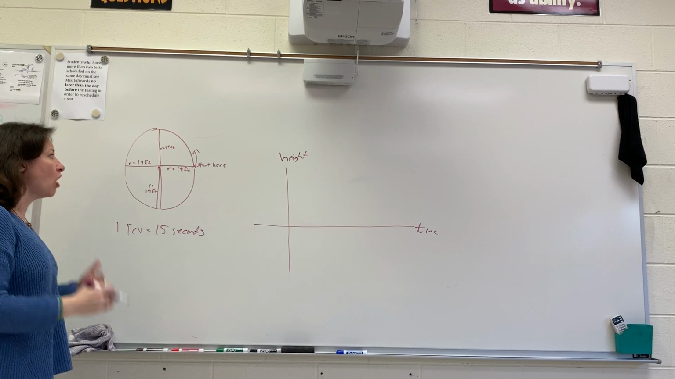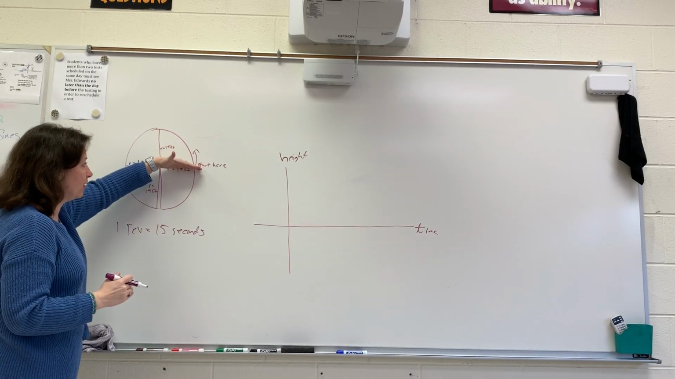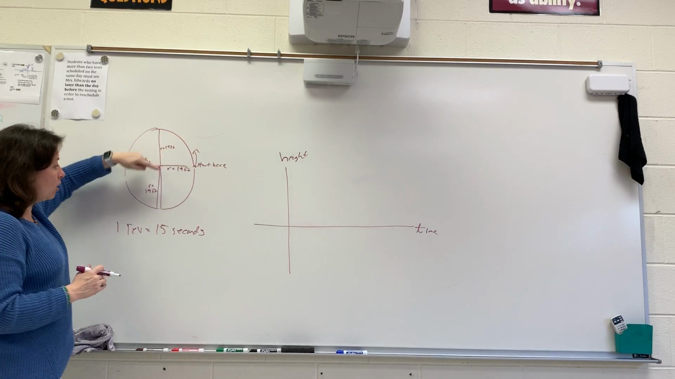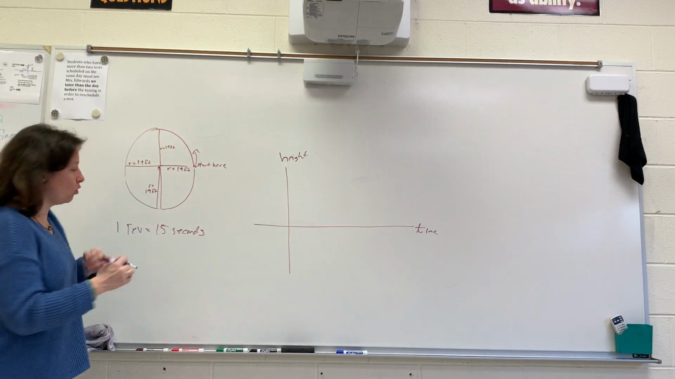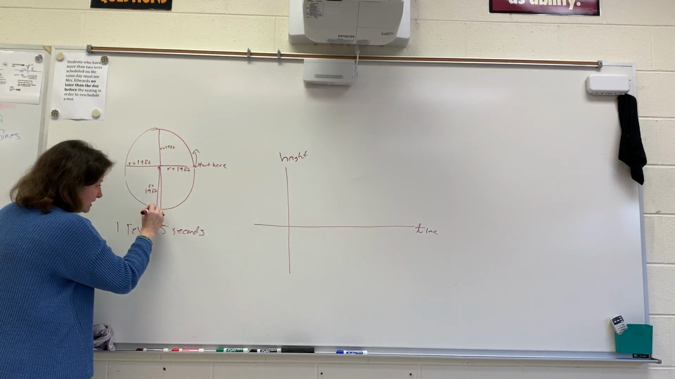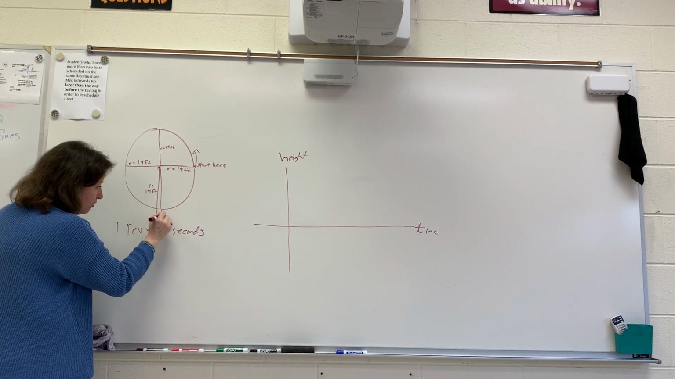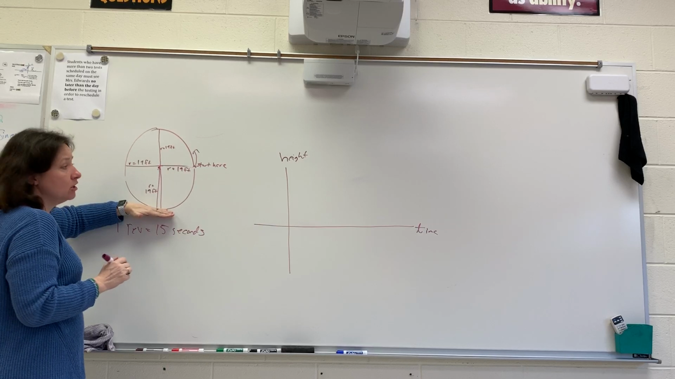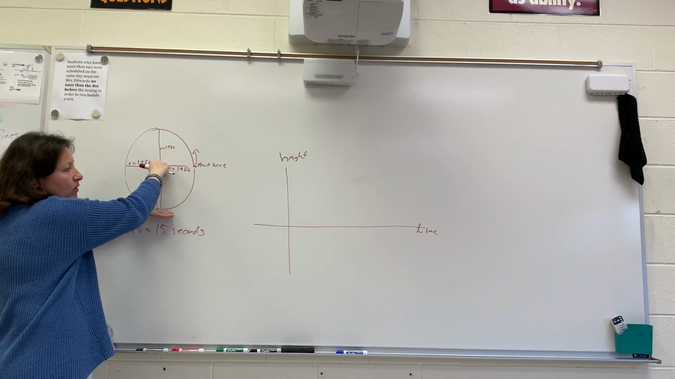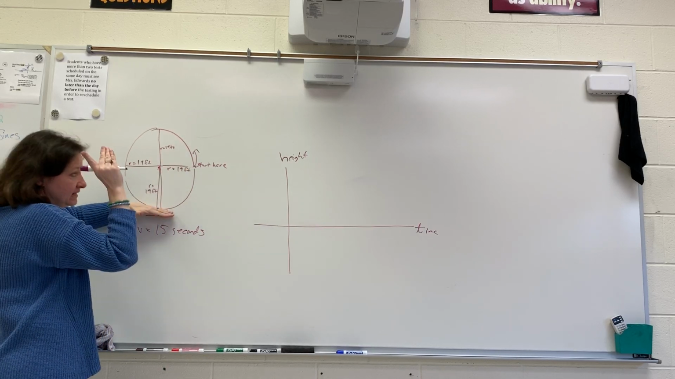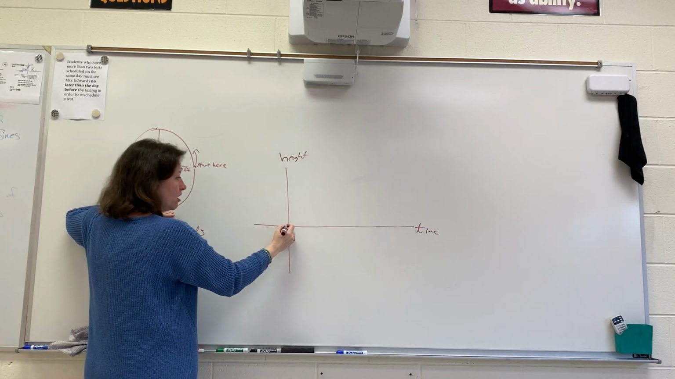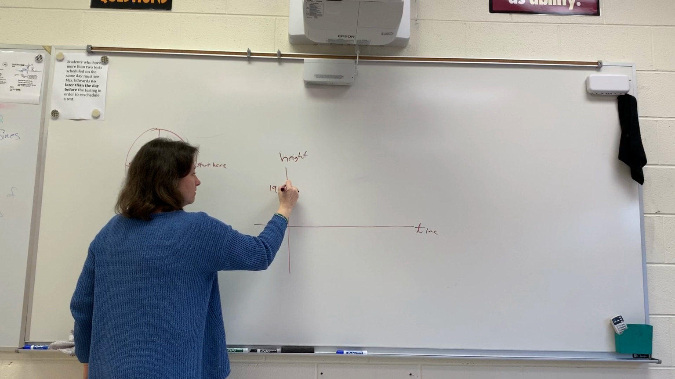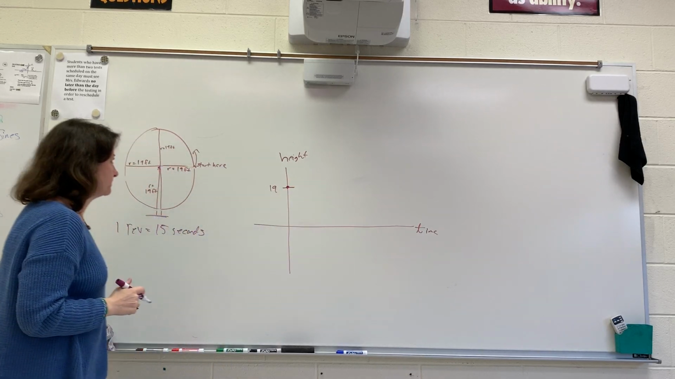So when we start, if we're starting here, are we on the ground? No, we are not. Obviously the Ferris wheel is not sitting on the ground, they're ignoring that little space here. We're assuming this is 0. So how high in the air are we when we begin? 19 feet. So at time 0, we are 19 feet in the air. So we start at 19.